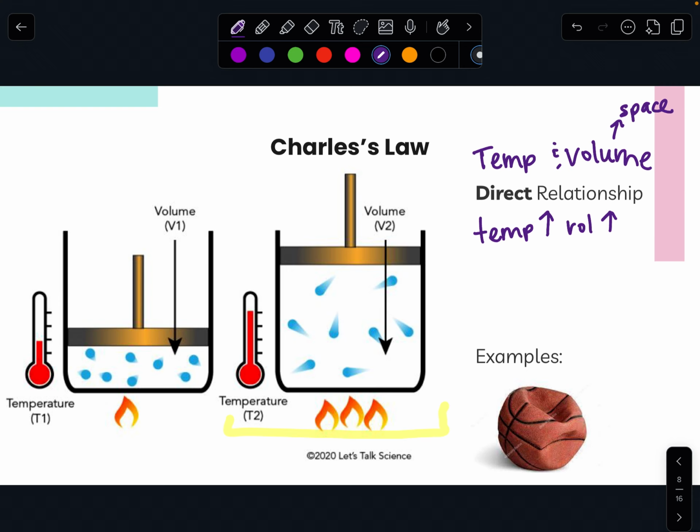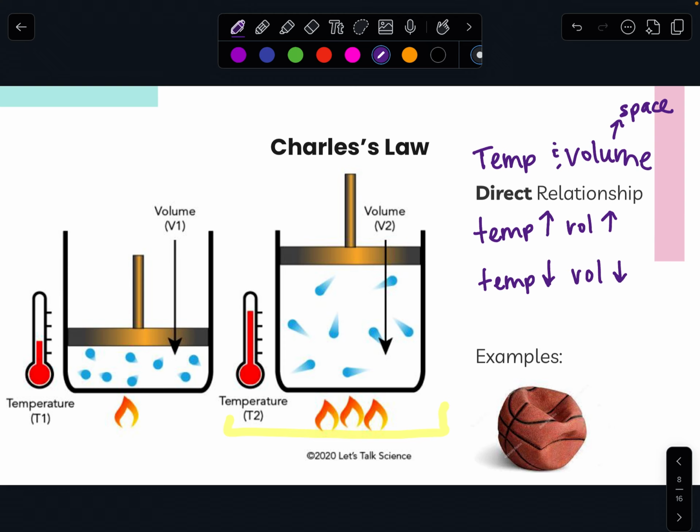Because it's a direct relationship, it also works the opposite way, right? So if the temperature was to go down, like in the first image, that means those particles are moving slower. That means that they are now getting a little bit closer together. They're not spreading out as much. So the space that they're taking up, or the volume, is also going to decrease.